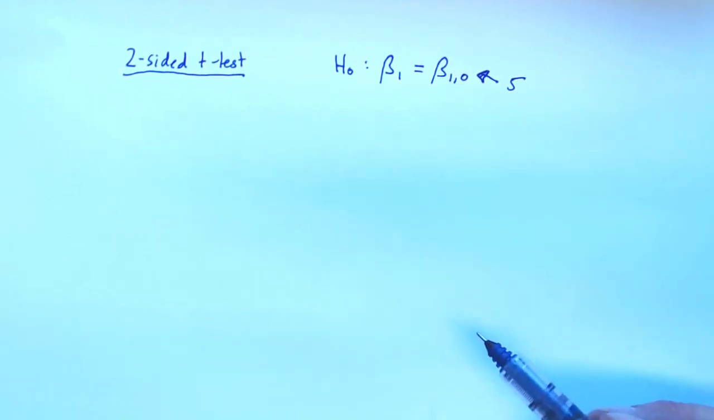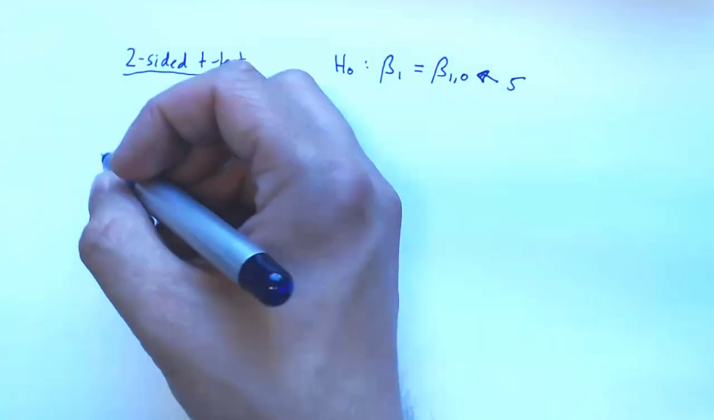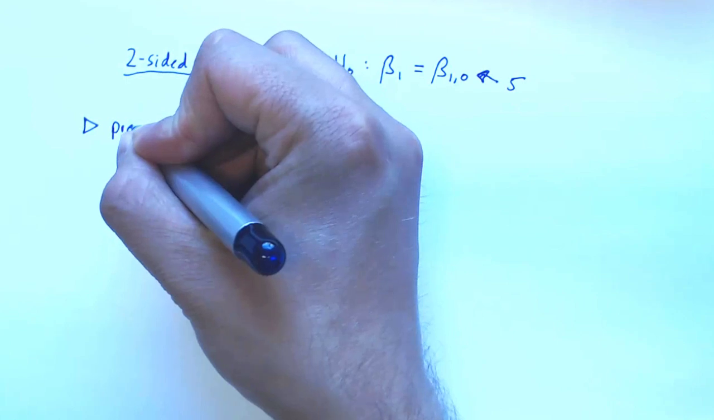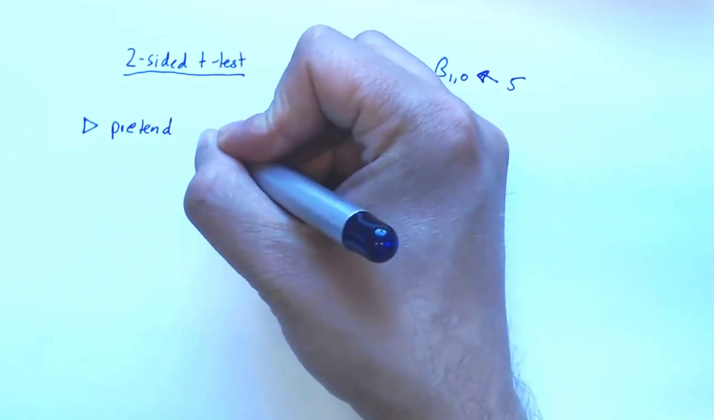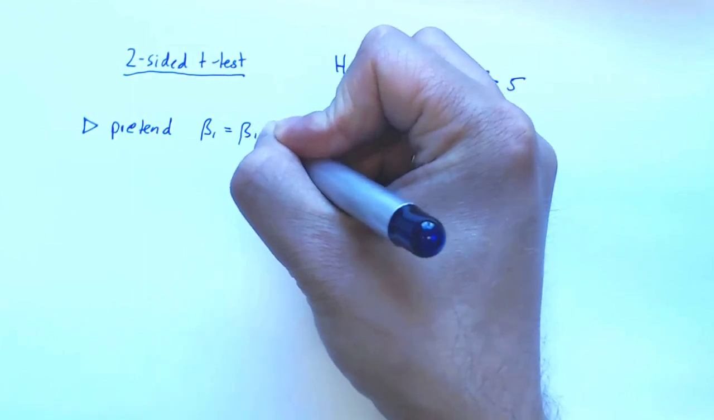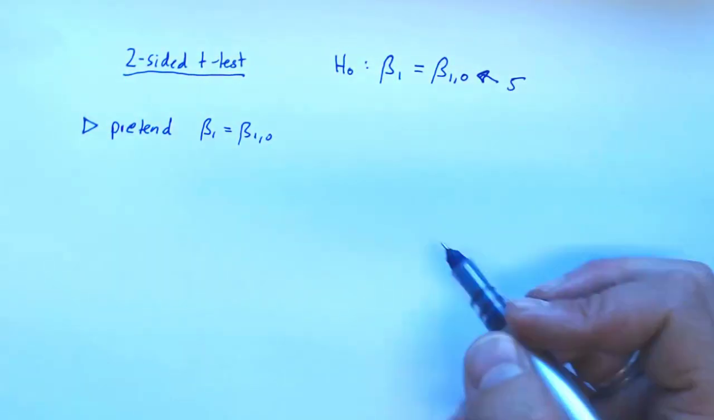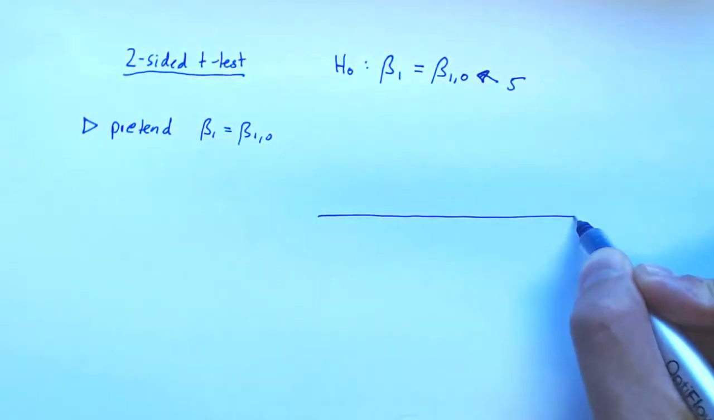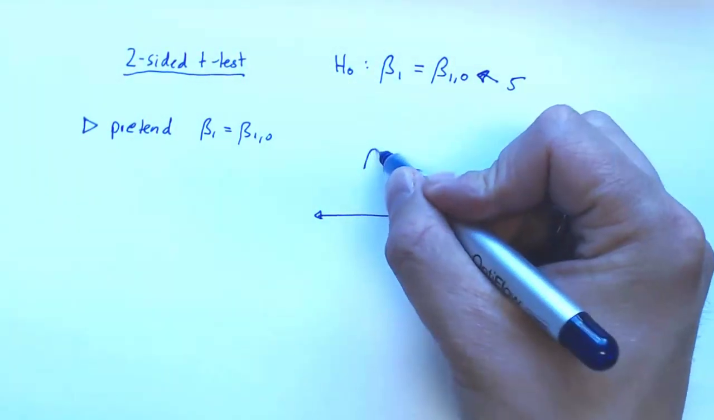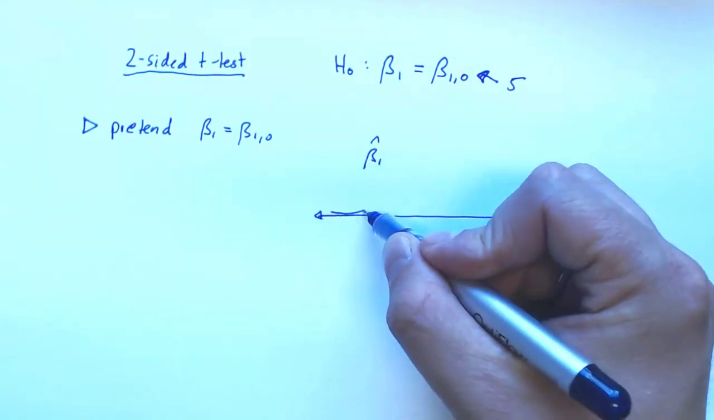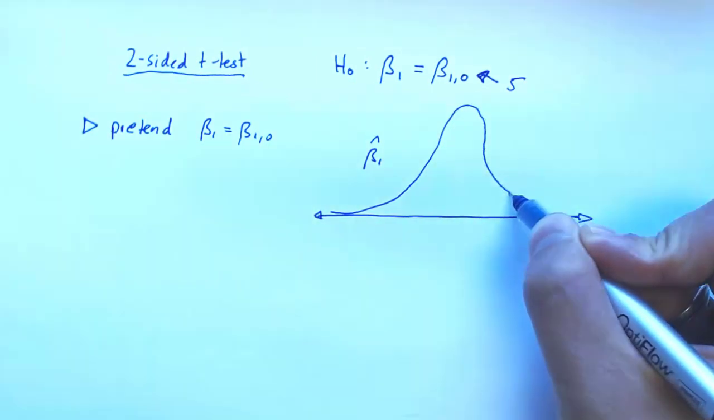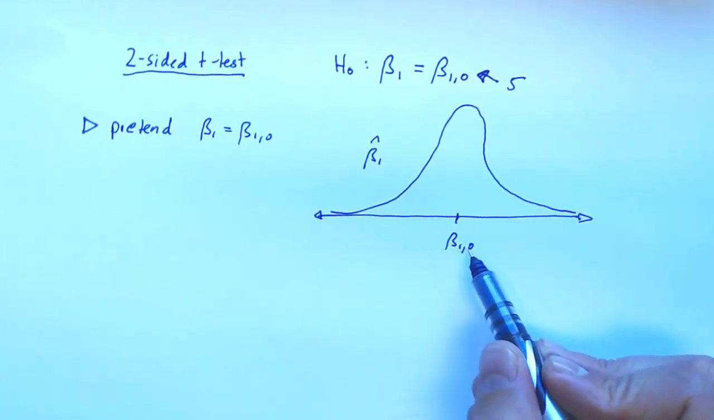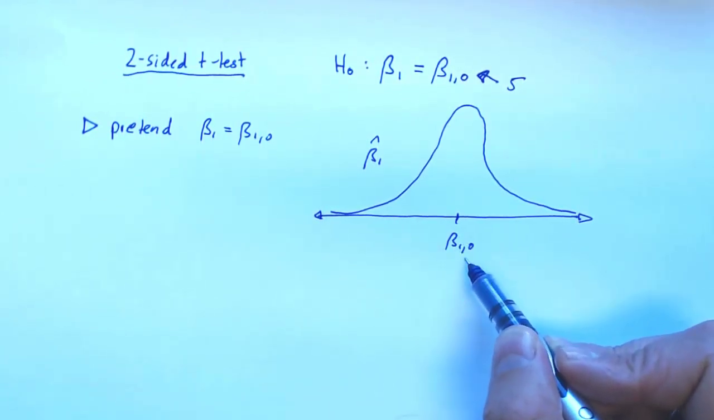So the idea of the test is as follows. We take this hypothesis very seriously and we say, let's go ahead and pretend that it is actually true. And then let's think through the implications of this assumption. If this assumption is met, in addition to our usual OLS assumptions, then we know that beta 1 hat, the OLS estimator, has a normal distribution that is centered at the true value. And in our pretend reality, the true value is, for example, 5.